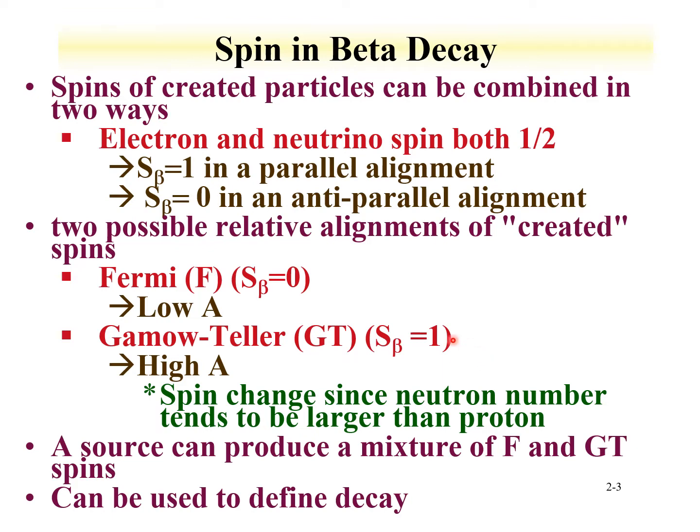The overall spin change will be 0. This isn't true for Gamow-Teller, where as I go higher in A, I tend to have more neutrons than protons. So if I take a neutron and convert it to a proton state, that spin change will be non-zero and it tends to be on the order of 1. Sources can have a mixture of Fermi and Gamow-Teller spins. These spin types can be used to define the decays.